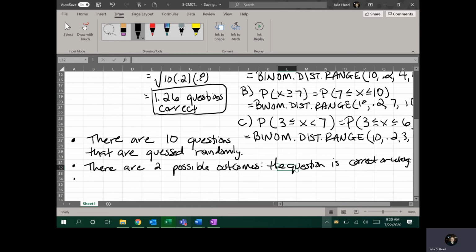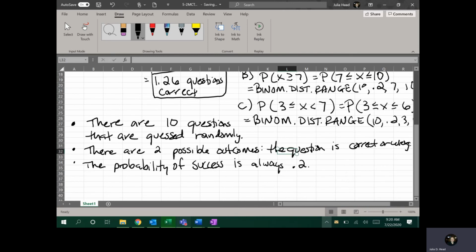The probability of success, but don't use the word success, we're going to say answering correctly. And instead of saying it's constant, I like to say it's always, and in this case I would say 0.2. So I know not only that it is constant, but I know what number it is. And the last one is we will count the number of correct questions.